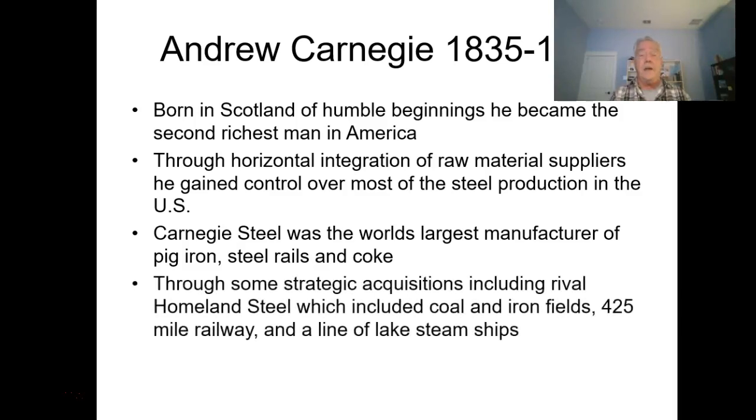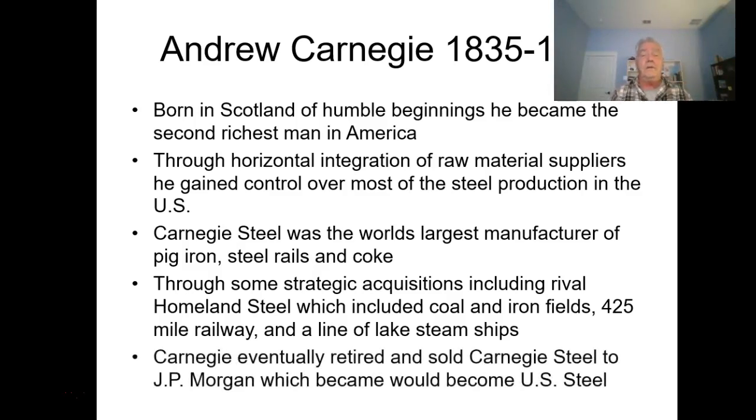So through strategic acquisitions, including rival Homestead Steel, which included coal and iron fields, 425 miles of railway, and a line of lake steamships. This guy was going crazy. He eventually retired and sold Carnegie Steel to J.P. Morgan, which would later become U.S. Steel. U.S. Steel, which is the symbol you'll see on the Pittsburgh Steelers helmets in the locker room.